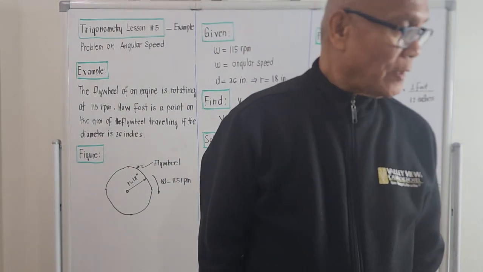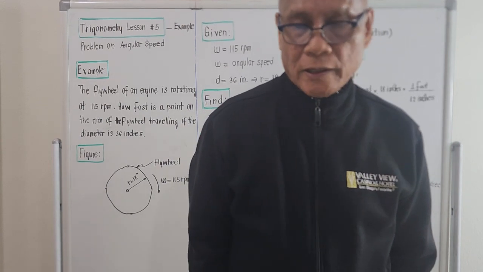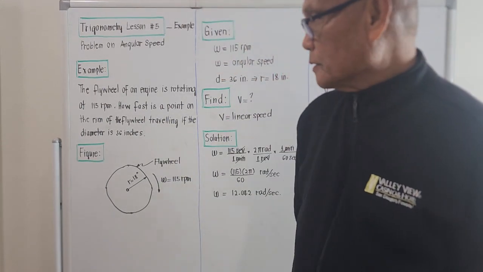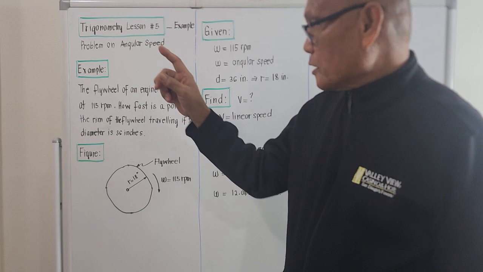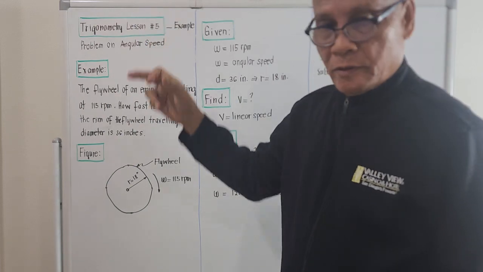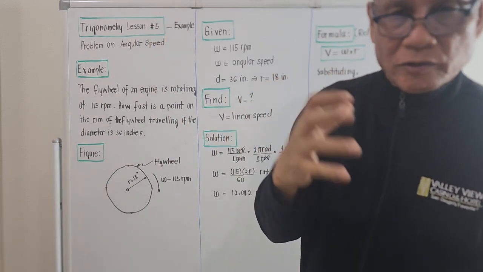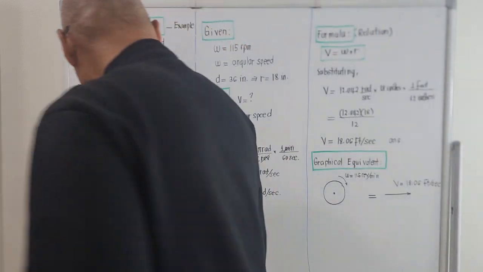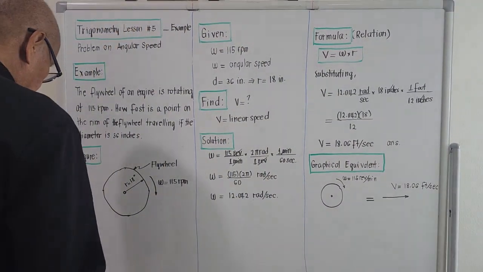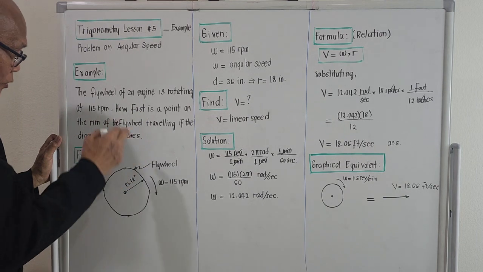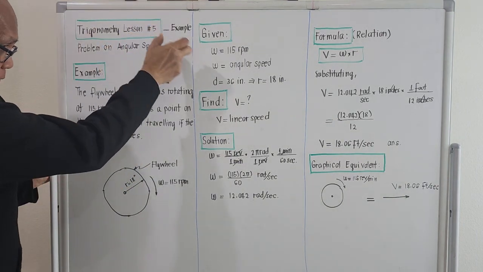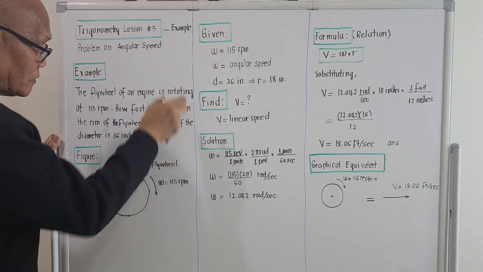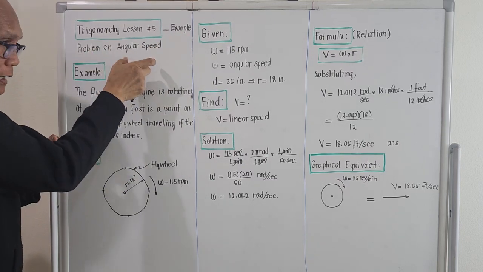My topic for tonight will be trigonometry, a long video format discussion. And this is now trigonometry lesson number 5. Okay, let's proceed. This is a new topic. The lesson for tonight will be trigonometry lesson number 5. The title of the topic is example problem on angular speed.